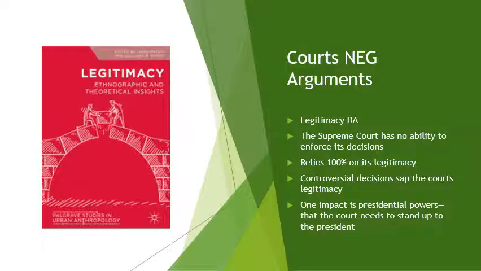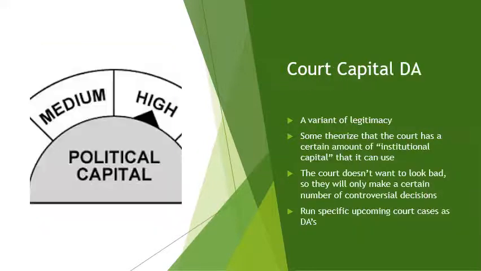You can argue that the court needs to stand up to the president. You could argue that the court needs to stand up to Congress. You could argue that a legitimate court is needed to protect the environment. There could be all kinds of impacts you could run to the court.